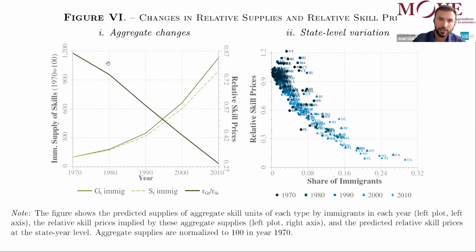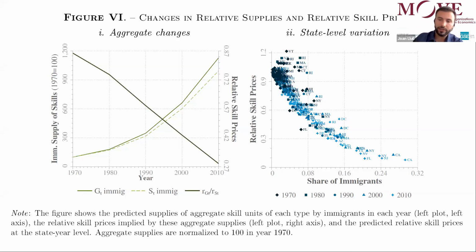So this maps into changes in relative skill prices. This line over here, which you have to read on these axes, is the relative price of general versus specific skills. Okay, and as you can see, this relative price in 1970 was something like 87%, and in 2010 this goes down to only 27%. So it's really a huge change in the relative prices of skills, which could explain, as I'm going to show you later, a big fraction of the patterns I showed at the beginning.